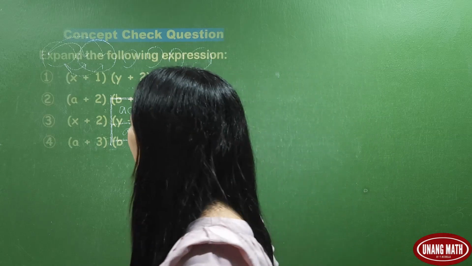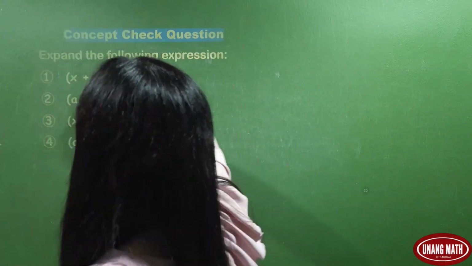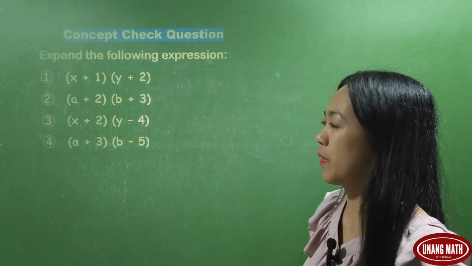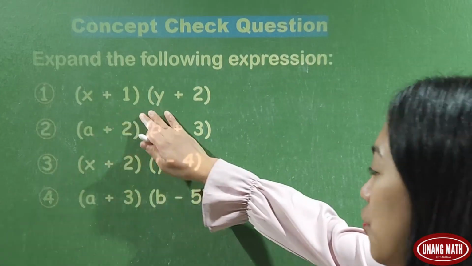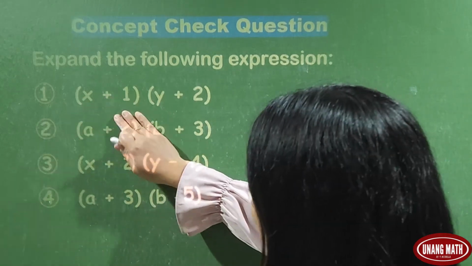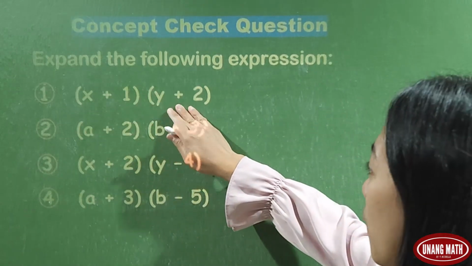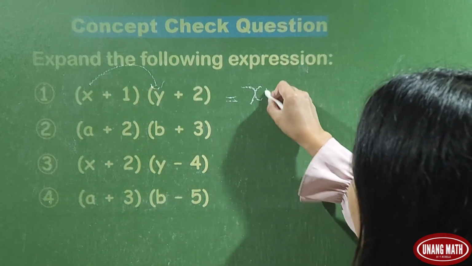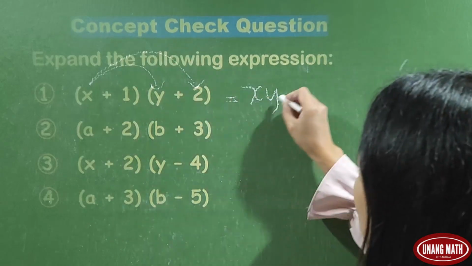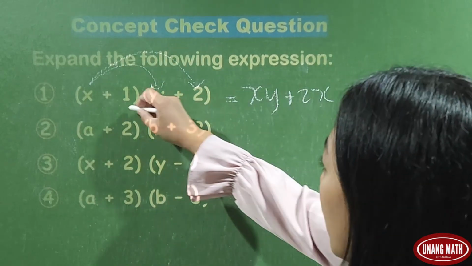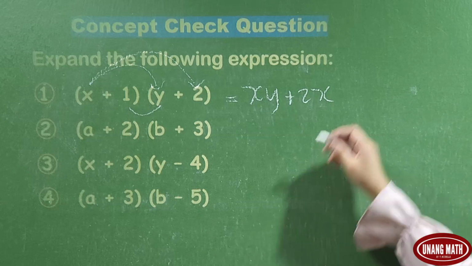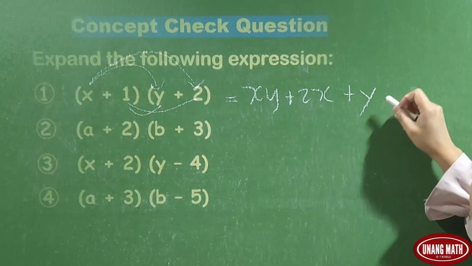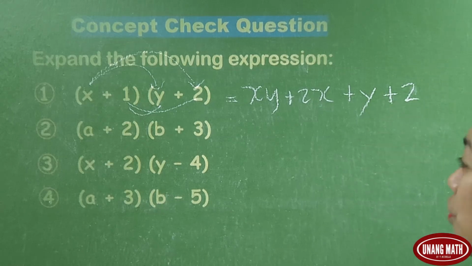Let's have more examples using this concept check question. We will expand the following expressions, of course, using the distributive property. So x plus 1 times this polynomial y plus 2. First is x times y, so that would be xy. X times 2, so plus 2x. 1 times y is 1y, or we can just write that as y, so plus y. And then 1 times 2 is 2, so plus 2.